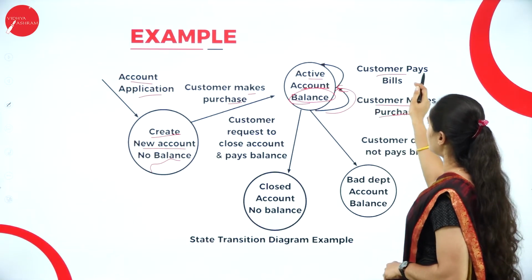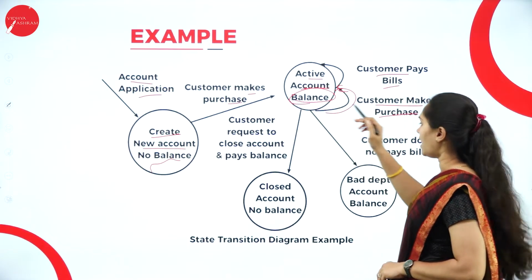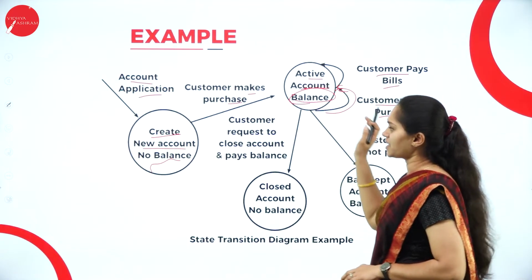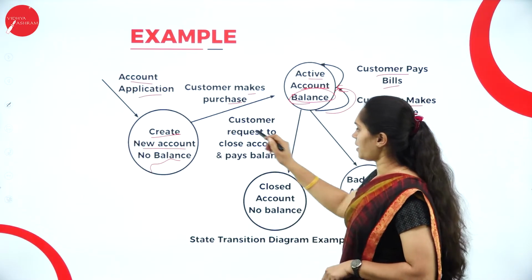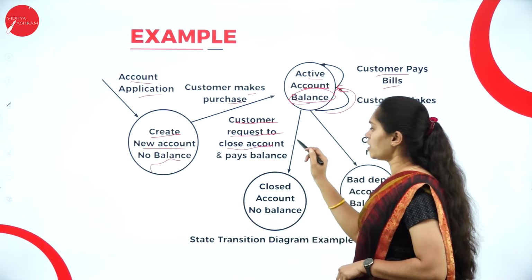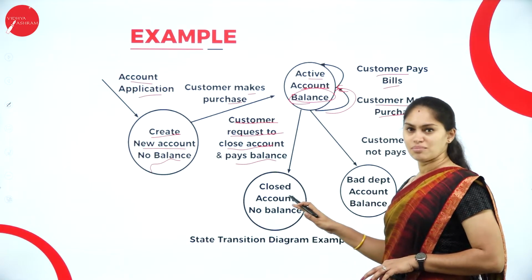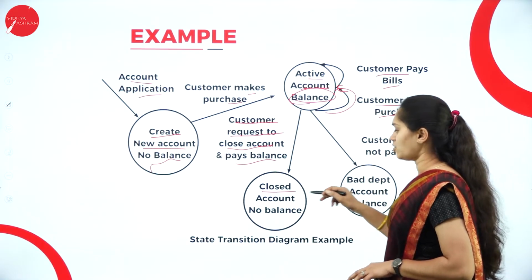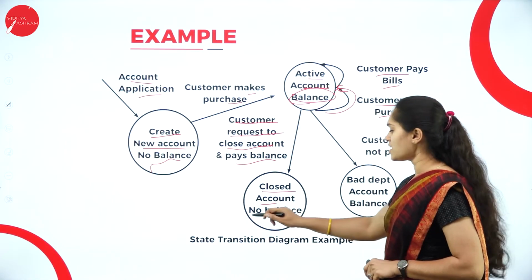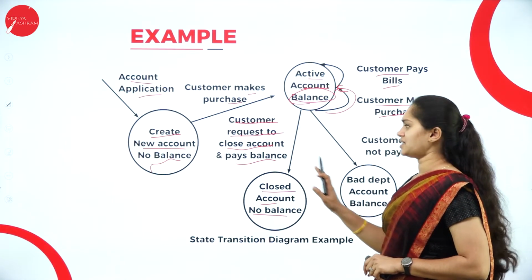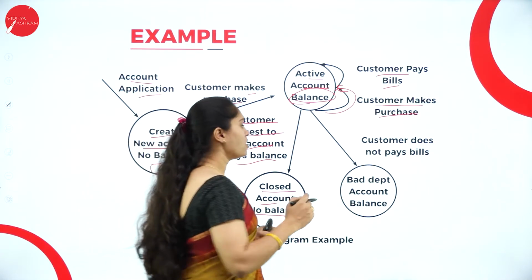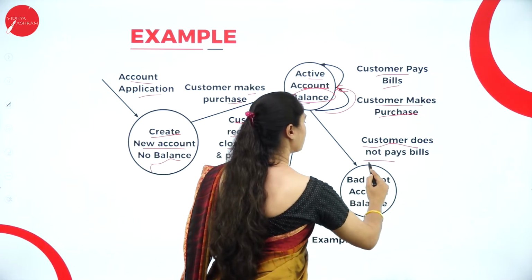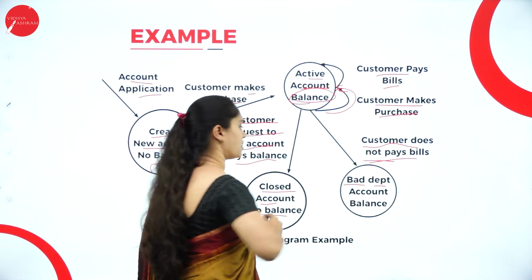After that, the customer needs to pay the bill for whatever they have purchased. If the customer is done with the purchase and wants to close their account, at that time the customer will request to close the account and pay the balance. At that time, the account will be closed and no balance will be there. Everything is cleared from the customer. What if the customer is unable to pay the bills? If the customer does not pay his bill, then it will be considered as what?